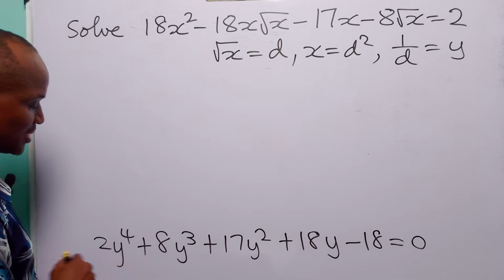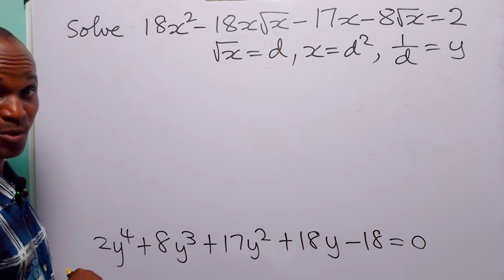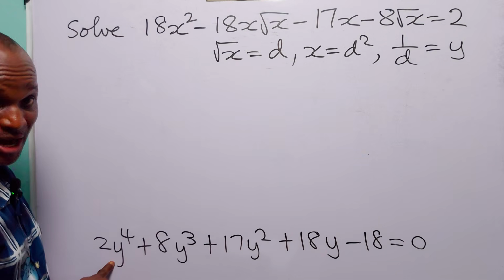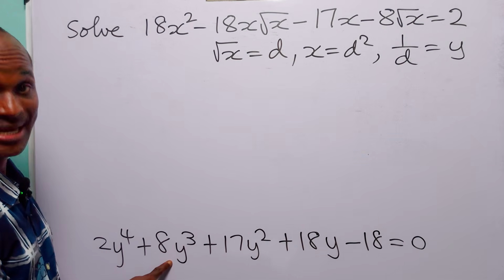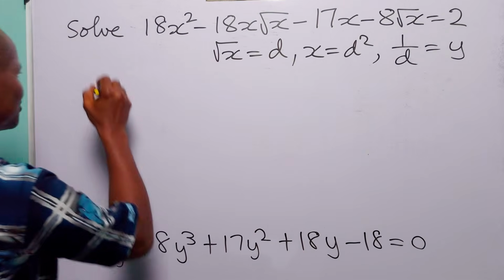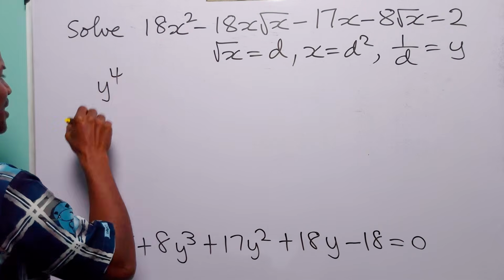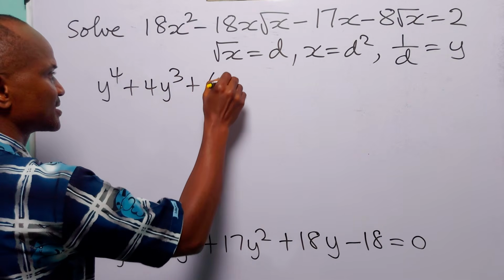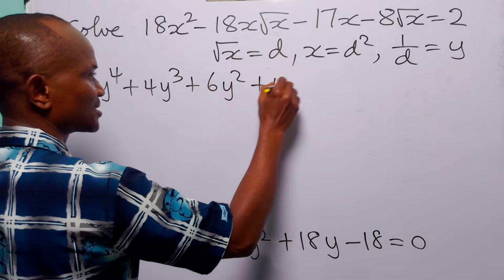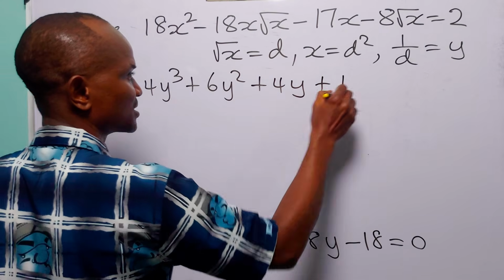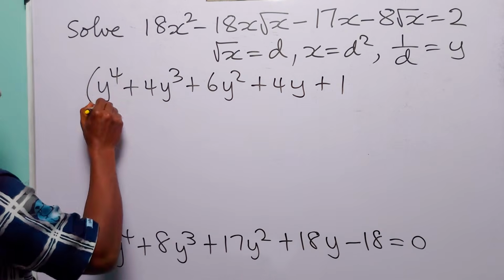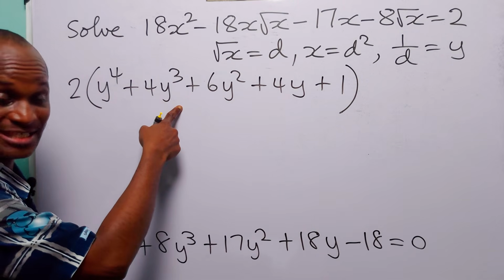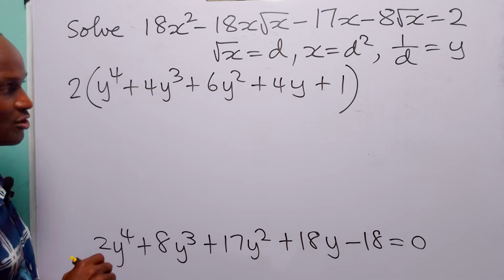Now, the next thing we are going to do is that we will break down this quartic equation. How are we going to do that? Note that here we have 2y raised to the power 4, and here we have 8y cubed. Now, remember the expansion: y raised to power 4 plus 4y cubed plus 6y squared plus 4y plus 1. What we are going to do is that we will subtract 2 times this expansion from this equation.